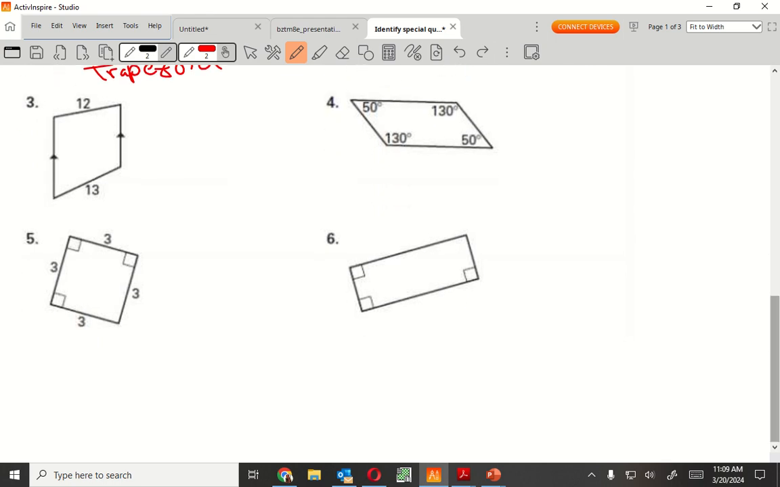Okay, what about 3? Trapezoid. Yeah, you got it. It is a trapezoid. So it only has one pair of parallel lines. These two on the legs are not the same. So therefore it is a regular trapezoid.